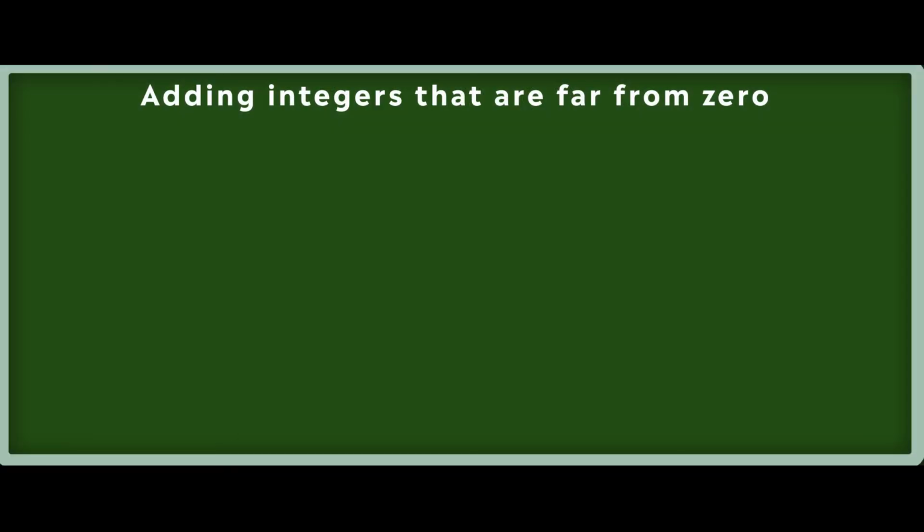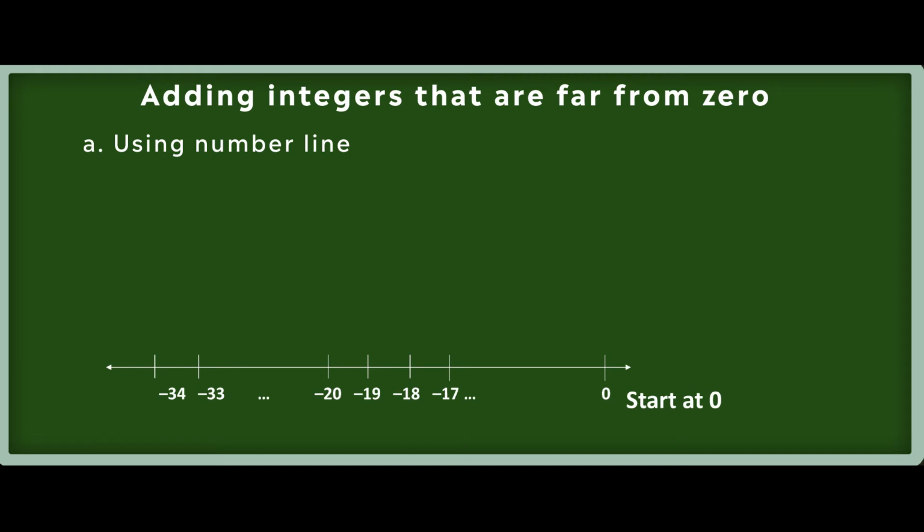Let us look at adding integers that are far from 0. We will use a number line. So we have a number line here. It doesn't mean that you have to write all the numbers on the number line. So I have a number line here. We have 0, that is the starting point, right?